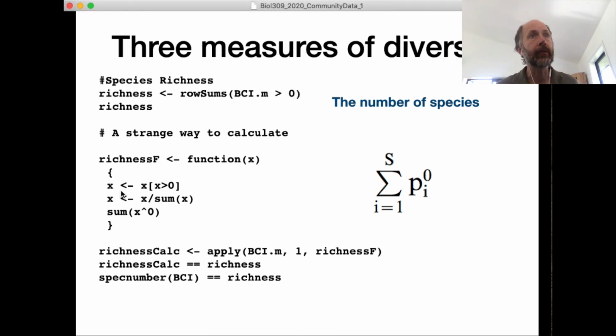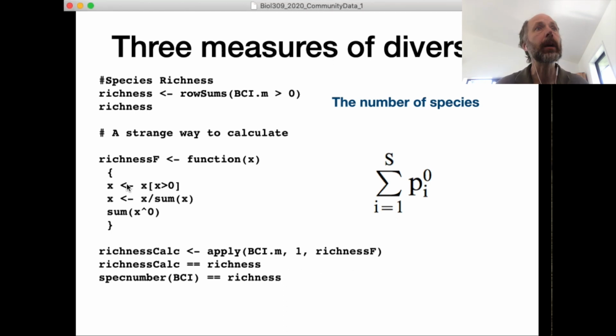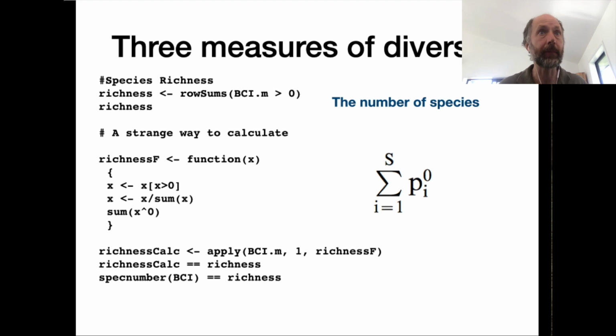If we write that as a function, we take a vector x, and first of all, get rid of any values of x that are 0 or less than 0. That cleans up all the absences. Now we just have a vector of positive occurrences. We can convert that into proportions by dividing it by its own sum. Then if we take the sum of that raised to the 0th power, it's just a count. It's literally saying how long that is.